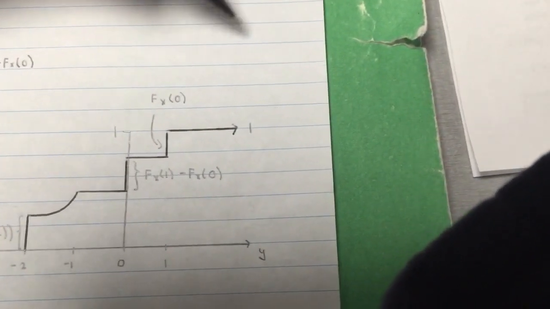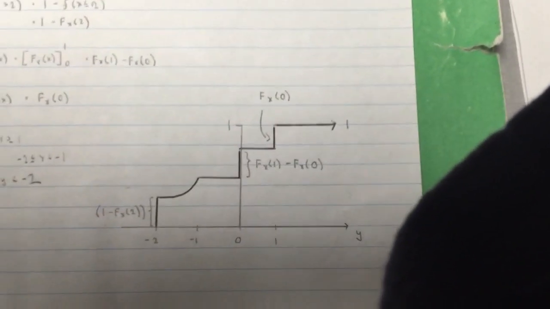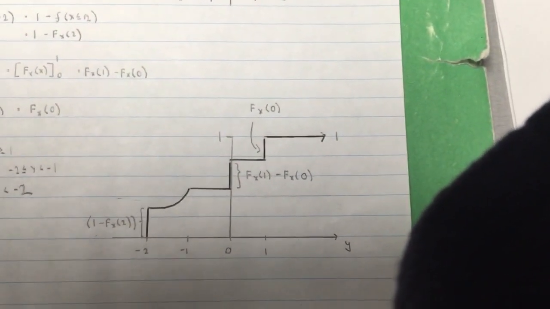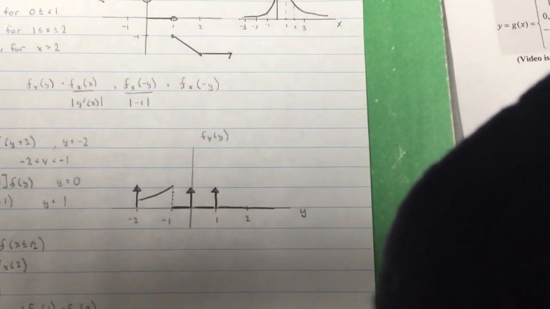And for y going on as long as it has to go, it will stay 1. So this is the graph of big F of y. This is the graph of small f of y. And that is the answer to number 2.